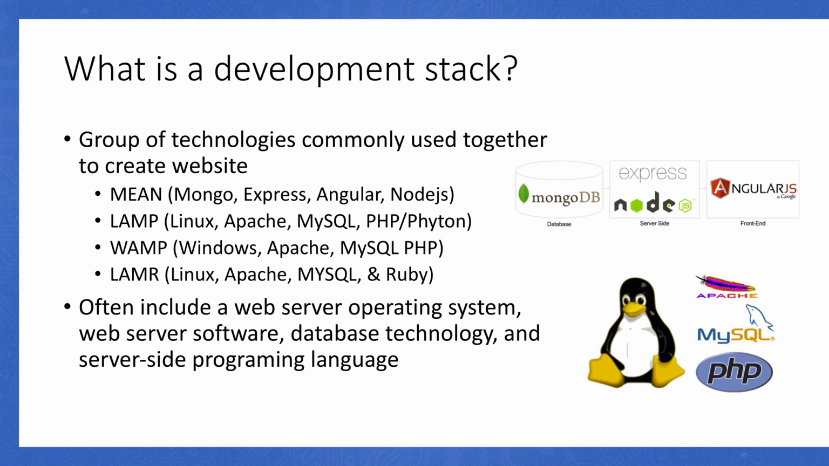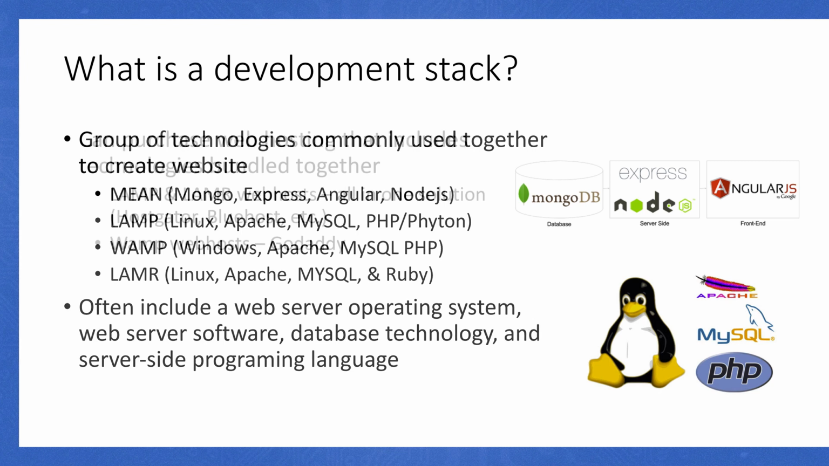So when we talk about a web development stack, it can mean different things to different people. But generally, the common definition includes the web server operating system, some web server software, a development for the database, and then some server-side programming. These are just some of the development stacks that you can use. You can switch out components. For instance, for LAMP, you might be using PHP or you might be using Python. You might have a LAMP server and instead you're using Ruby, which is essentially what LAMAR is.